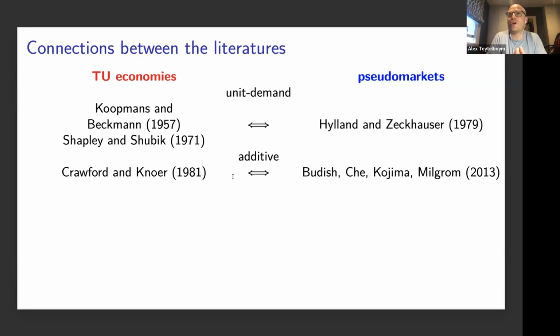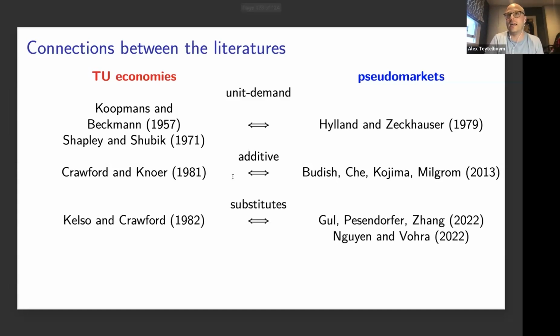But what our result shows is that this result is a consequence of there being a competitive equilibrium in a transferable utility economy with additive preferences, which is a result due to Crawford and Knoer from 40 years ago. Ravi already mentioned the case of substitutes. You already know that under substitutes, an equilibrium exists. That was shown by Kelso and Crawford, same Crawford.